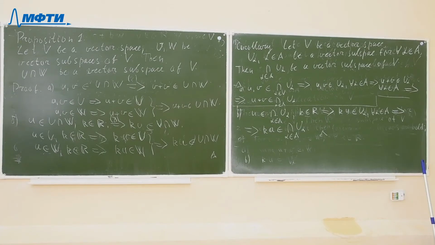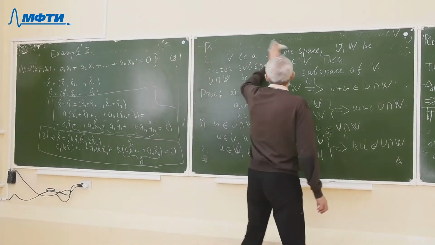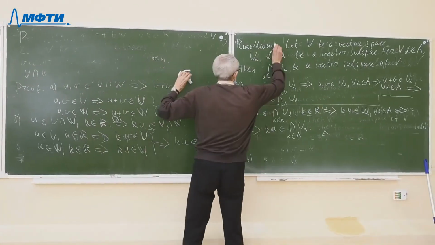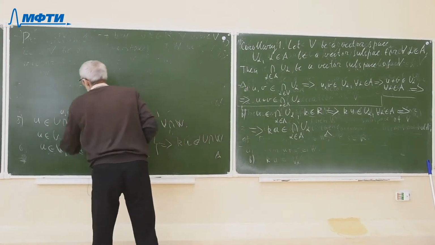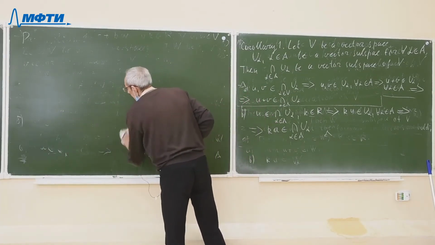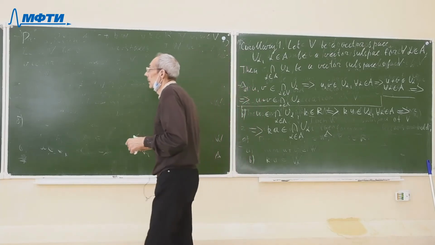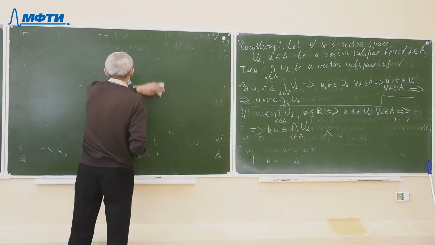Let's return to solutions of homogeneous linear system, and from our corollary 1, it follows that the set of solutions of a linear homogeneous system forms a linear subspace of arithmetical vector space.